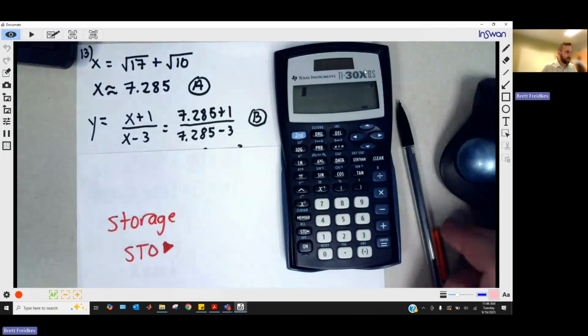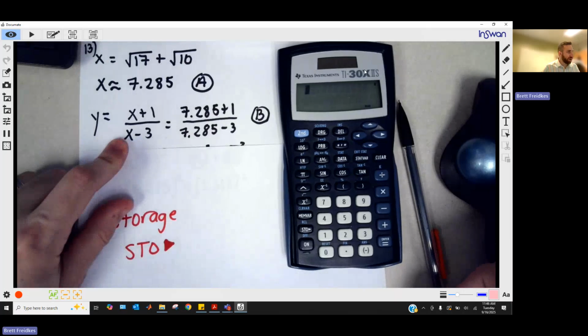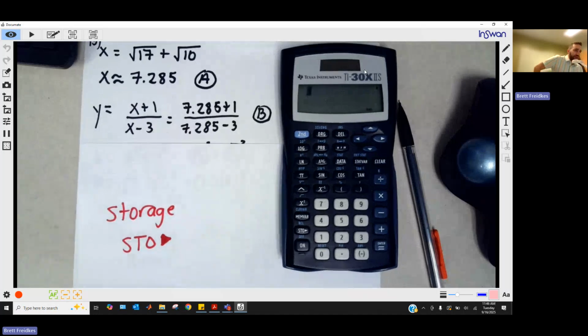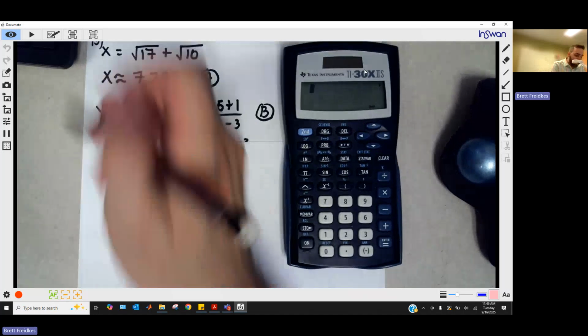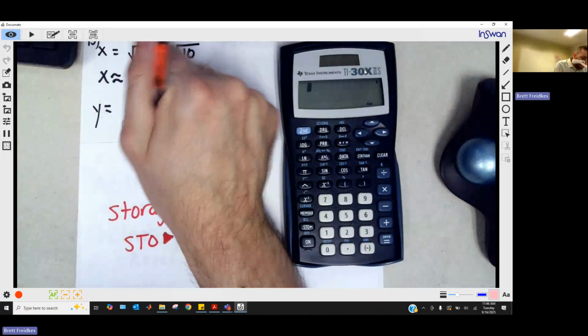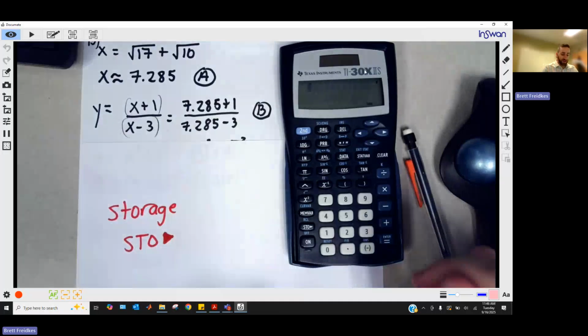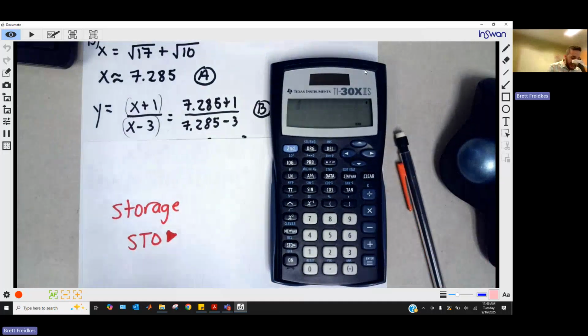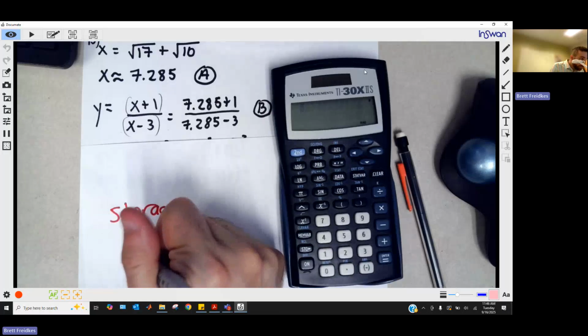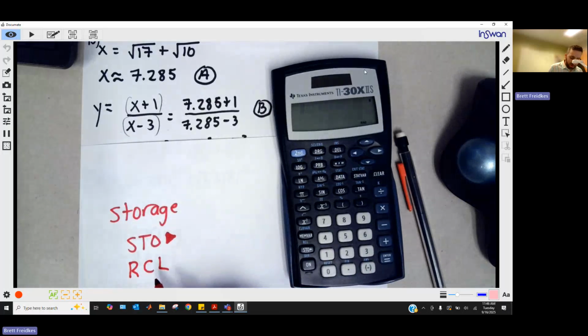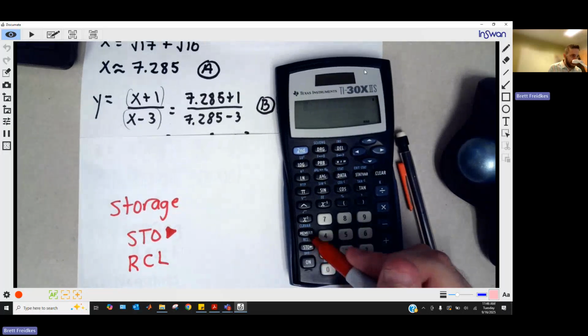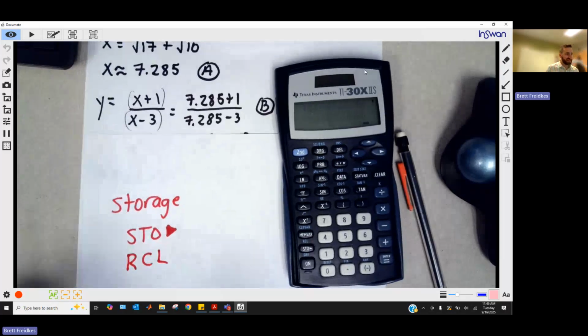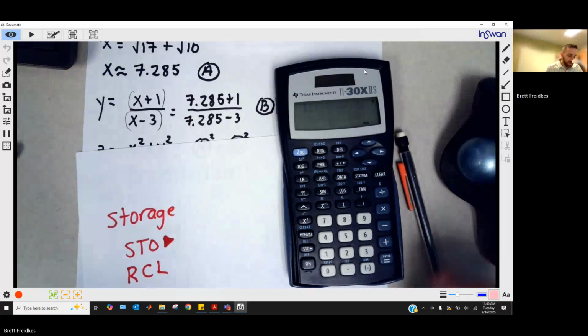So let's say we calculate something else, where I want to go ahead and take that value that I just stored, which was A, and plug it into this equation. And you see in this question that we also have a numerator and a denominator. So I'll go ahead and use parentheses. So the way to get the number back is to recall it, which is RCL. You can see on your calculator that right above it is RCL. They put it at the same key, essentially.